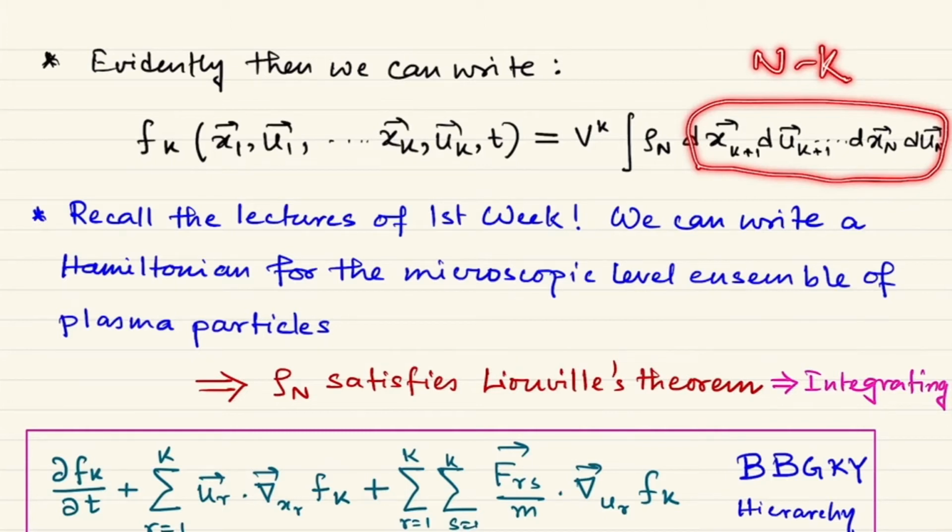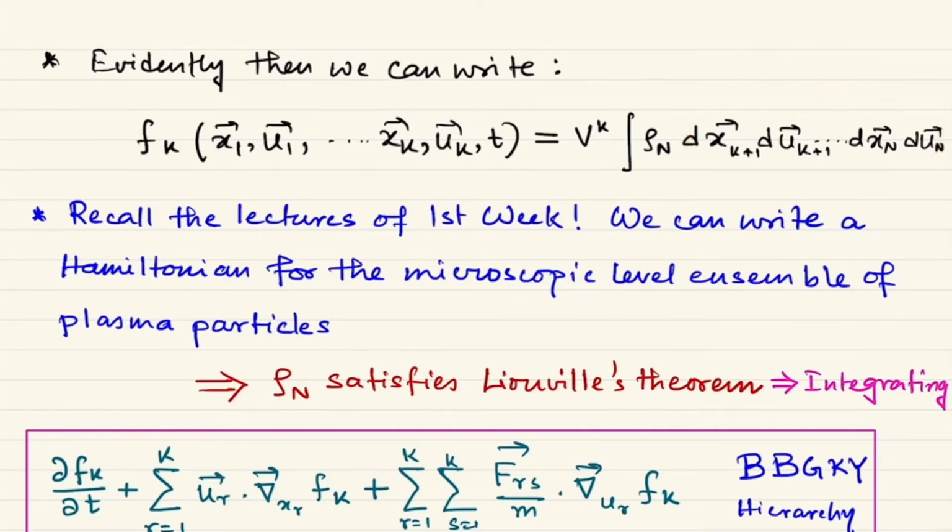Is it clear? Okay. Then, if we recall the lectures of the first week, we can write a Hamiltonian for the macroscopic level ensemble of plasma particles, because at the microscopic level there is no dissipative force. All the fundamental forces are there and they are conserving energy. So we can write a Hamiltonian for the system, and we know that rho n, which is the density of ensemble points, should satisfy Liouville's theorem.